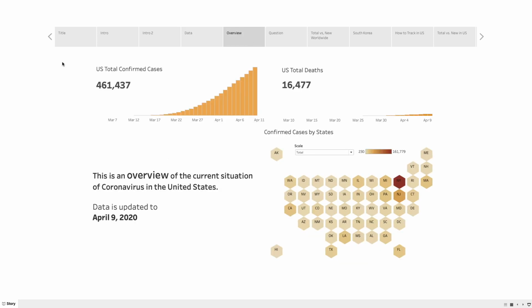This is an overview of the current situation within the US. Updated to April 9, 2020, there have already been 461,000 confirmed cases, and 16,000 people unfortunately died from this disease. And here, the hex map gives us a clear view of different states. We can see New York state is heavily affected by the disease. But as we change the scale to cases per million, we can see, for example, Louisiana, New Jersey, and Massachusetts also pop up.